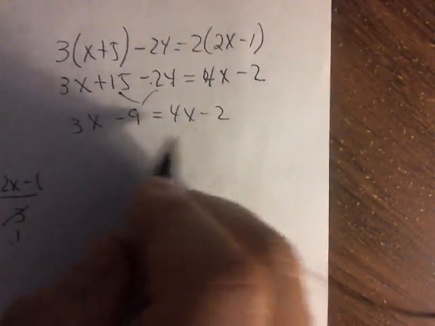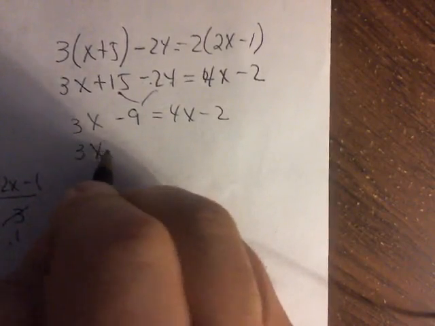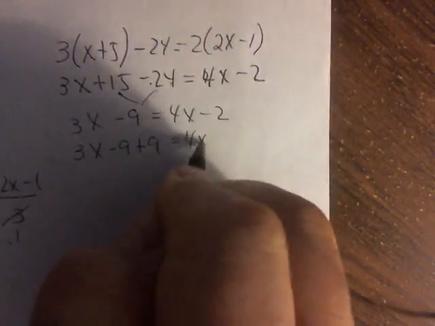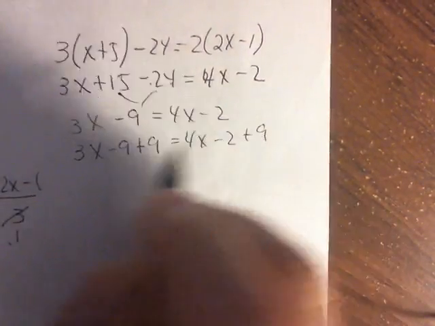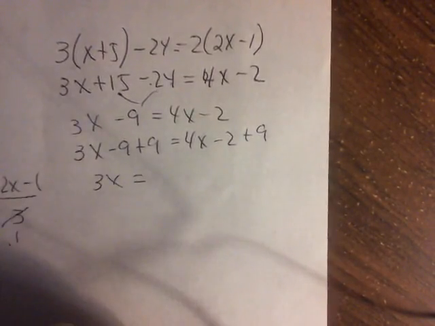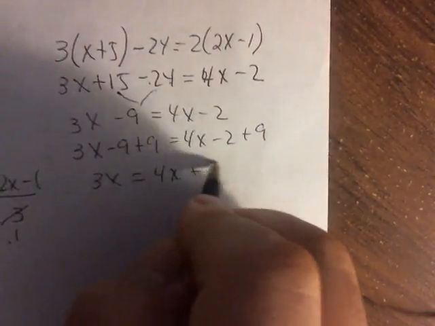Now I can either move the 4x over or the 9 over. It doesn't matter. But if I choose to get rid of this 9 here, I've got to add 9 to both sides. Watch your signs. This is my 0, so I don't write it. Negative 2 plus 9 is positive 7.